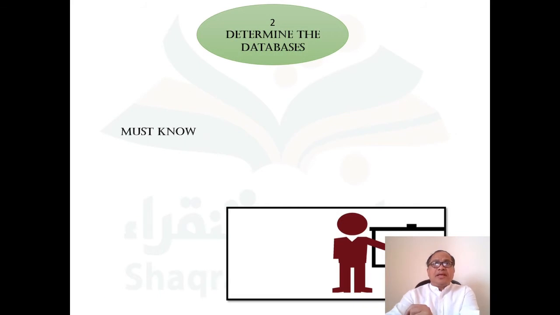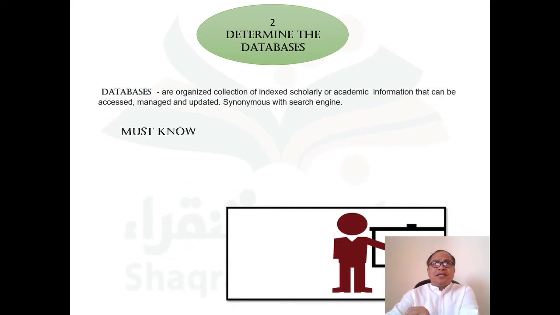We are now with the second step of our systematic search, which is determining the databases. Now, from the word itself, what exactly are databases and what are they for? Now, let's take a look at this. Databases are an organized collection of indexed scholarly academic information. And this can be accessed, managed, updated, saved, and retrieved. And this is synonymous with the search engine. So that's exactly what a database is.